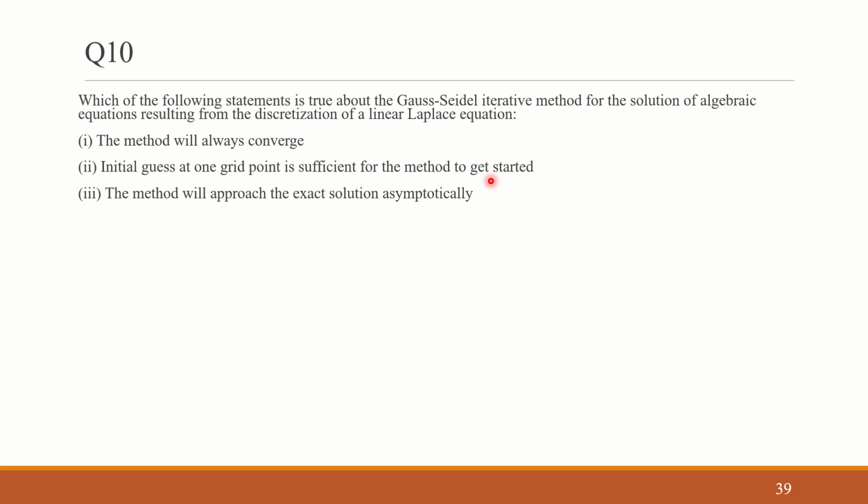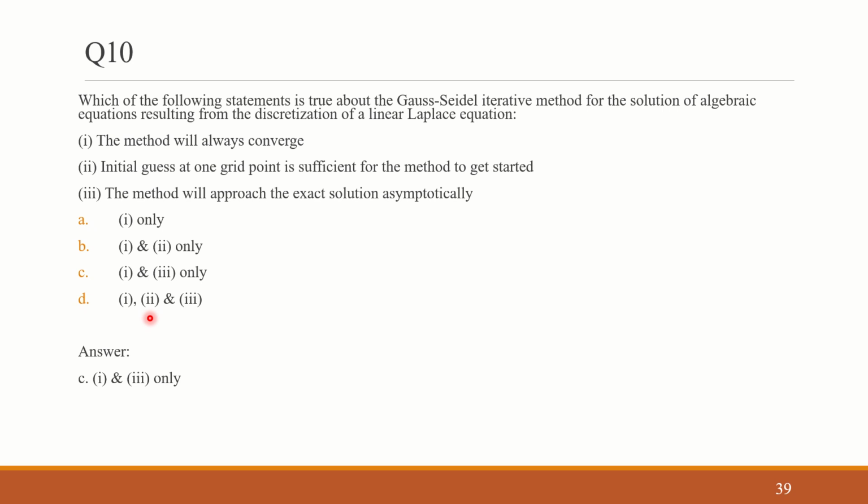And the third statement, the method will approach the exact solution asymptotically. Sorry, the third statement is true. It will approach the solution asymptotically. The solution might not be exact, but after a large number of iterations it will be very near to the solution. So option A: 1 only, option B: 1 and 2 only, option C: 1 and 3 only, option D: 1, 2 and 3. Sorry, not option D, it is 1 and 3.